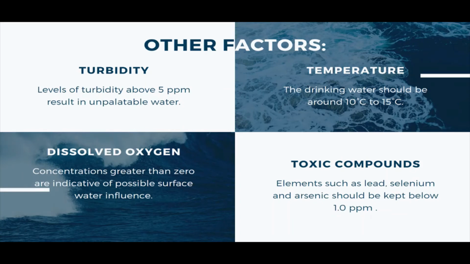However, elements such as lead, selenium, and arsenic should be kept below 1.0 ppm to prevent bird health problems and residues. And lastly, dissolved oxygen. Normal groundwater concentrations have little or no dissolved oxygen. Concentrations greater than zero are indicative of possible surface water influence.